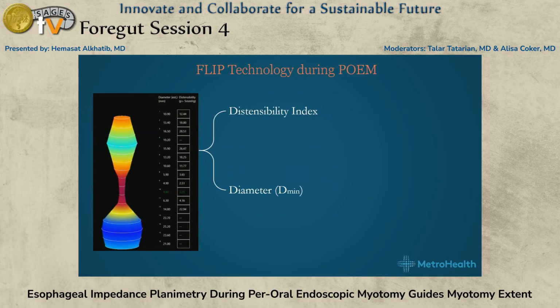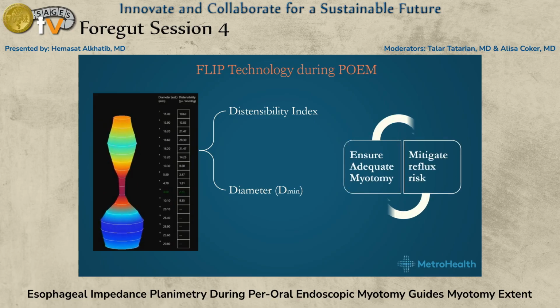So how do we use flip technology in POEM? Looking at POEM goals, we are usually aiming for adequate myotomy length that ensures symptom management, but we also want to think about mitigating the reflux risk. And that's been studied in the literature by other foregut institutes to try and correlate specific values that we obtain with EndoFlip with those outcome measures.